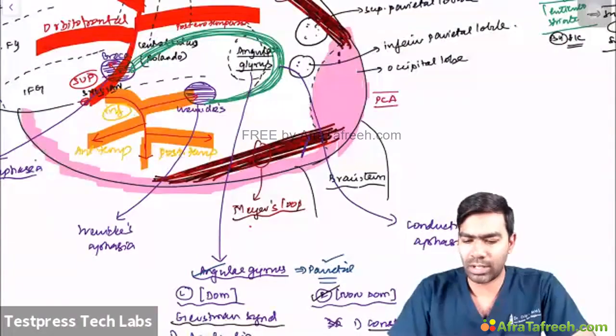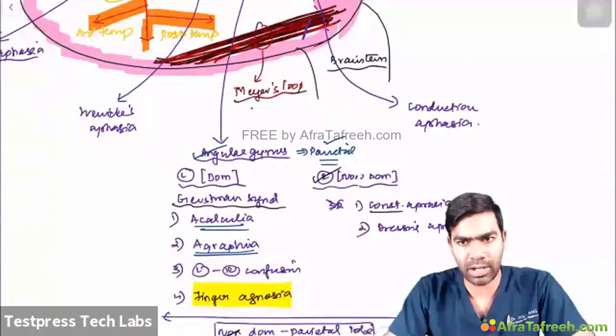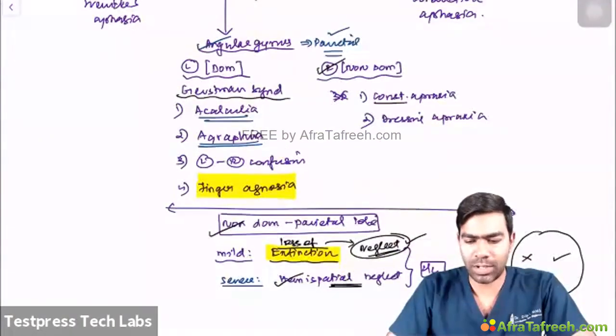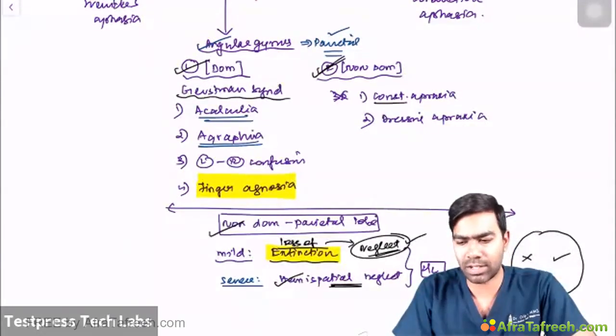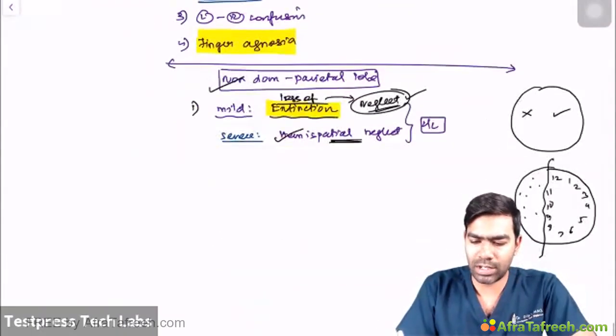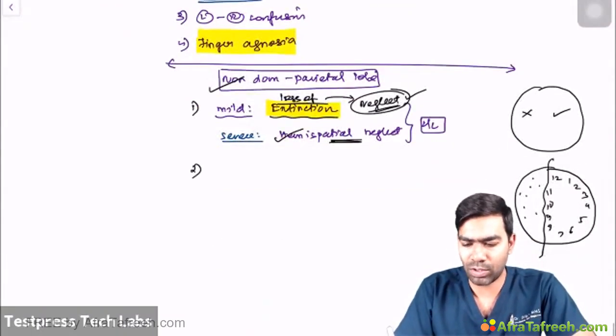On the dominant side, remember angular gyrus is in the parietal lobe. If it's on the dominant side, you're going to get Gerstmann syndrome. On the non-dominant side, you will get other problems like construction apraxia and dressing apraxia. And non-dominant parietal lobar lesions, apart from neglect, can also result in something called anosognosia.